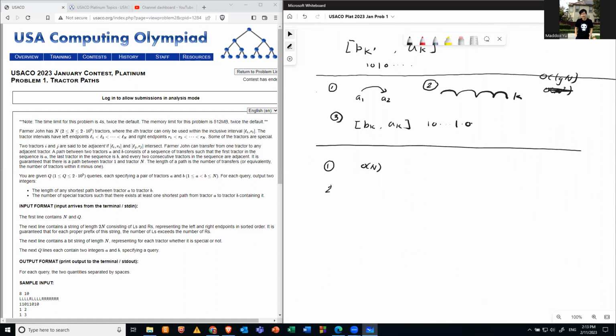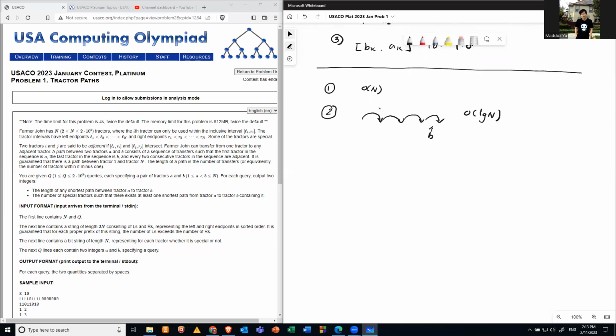So second is how to count how many. Now I know each of these jumps. How can I count how many jumps will get me to B? I want to do this in O of log n. If you remember, this is the binary jump problem, right? So we learned that when we do LCA, you remember?